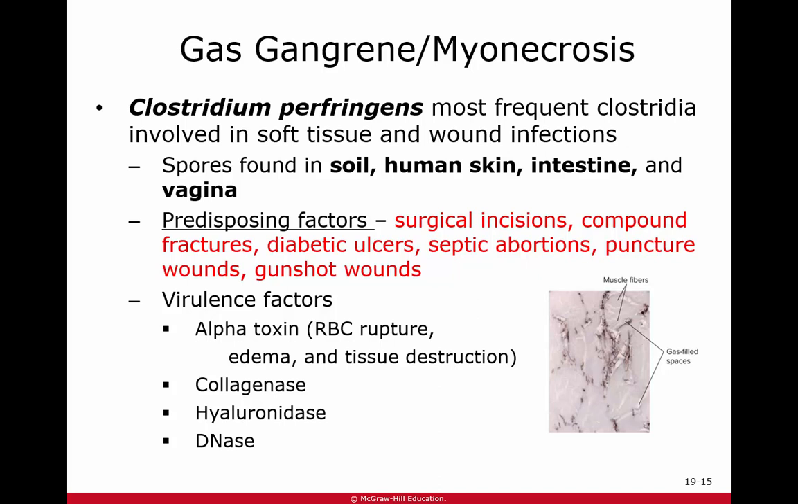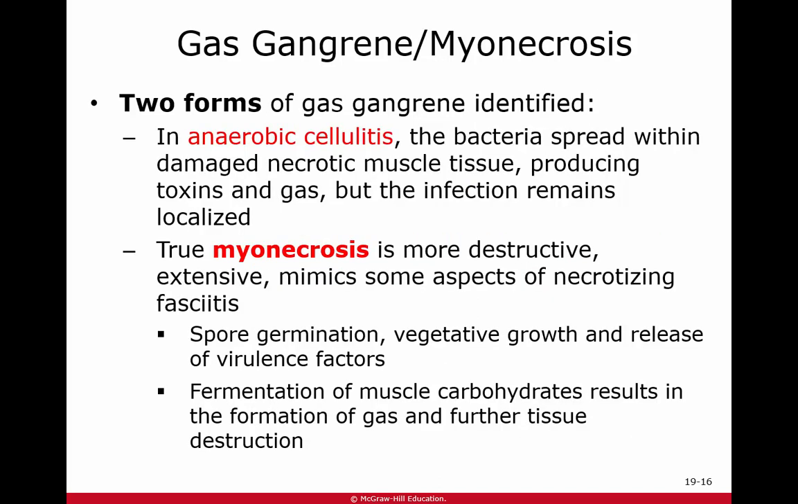Some of the virulence factors that Clostridium perfringens has include the alpha toxin, which causes red blood cells to rupture and swell and tissue to be destroyed. They have several enzymes that help them break down collagen, DNA, etc. So they have a lot of enzymes at their disposal that help break down tissue. Now the two forms of gas gangrene, or myonecrosis, are, number one, anaerobic cellulitis, where the bacteria spreads within damaged necrotic muscle tissue producing toxins and gas, but the infection remains localized.